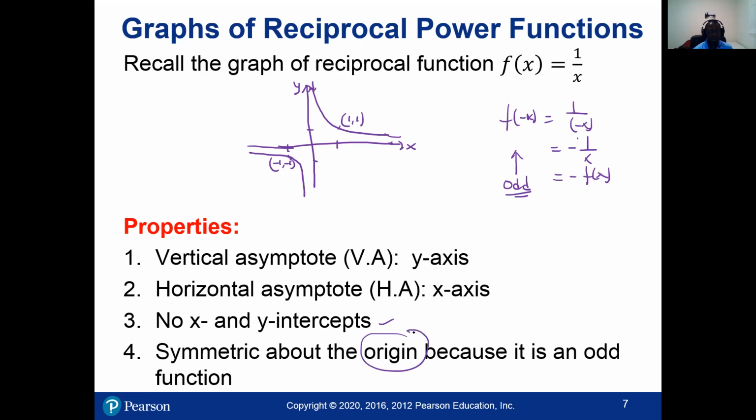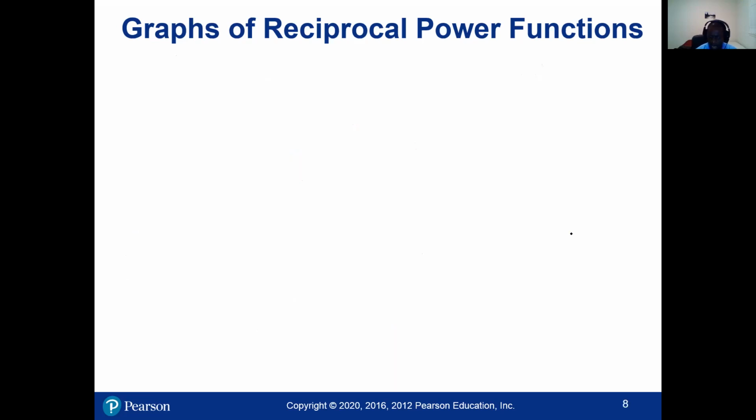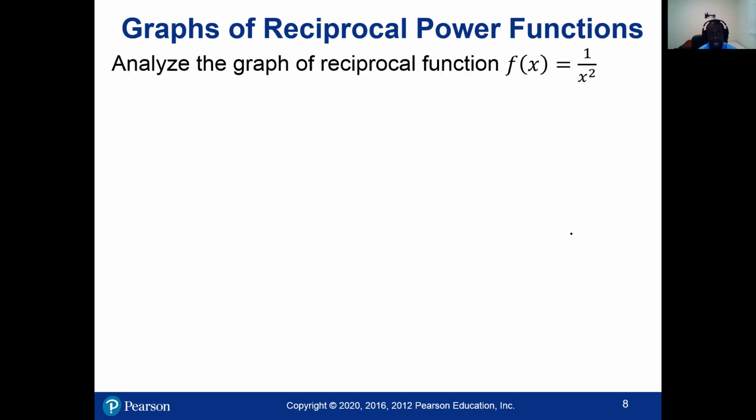Okay. Now, let's look at the function 1 over x squared. That's a reciprocal power function, 1 over x squared. Now, what is the graph of 1 over x squared? Okay. The graph looks like this. The graph is like that.